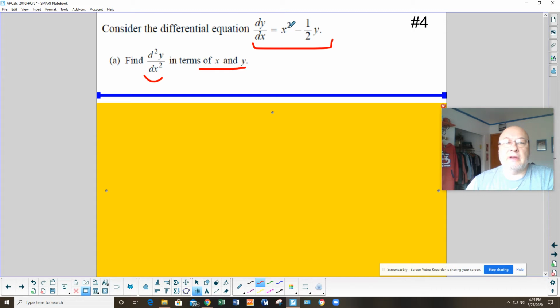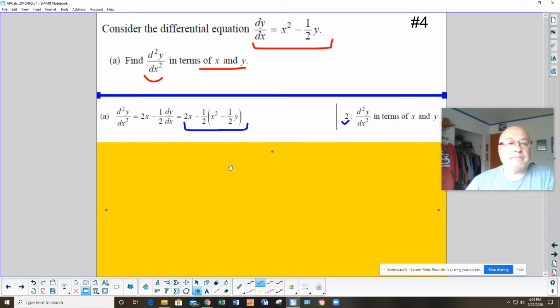So what's the derivative of x squared? That's 2x. That's right here. And then what's the derivative of 1/2 y? Well, that's 1/2. And then y changes to y prime, which I prefer to write as dy dx. Now, if you stop here, this is not in terms of x and y. This is in terms of x and a derivative of x and y. So you do have to go back and substitute this into the dy dx.